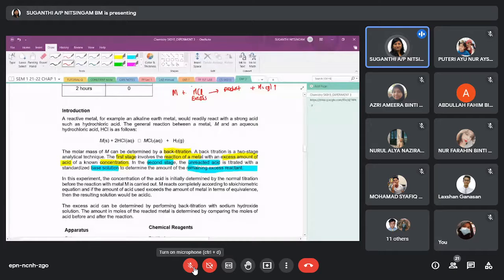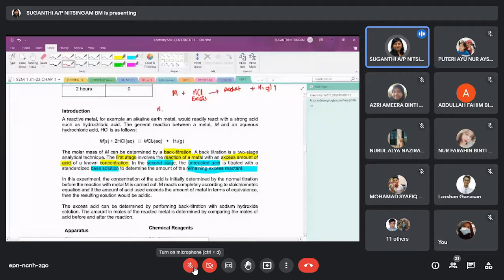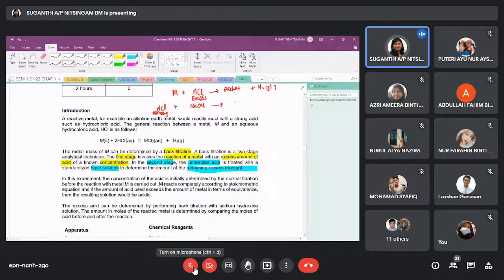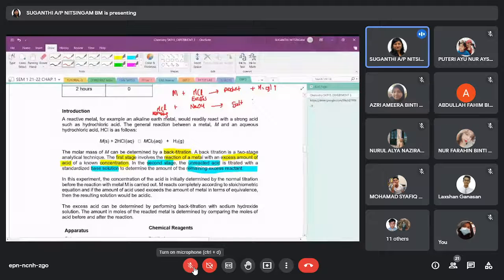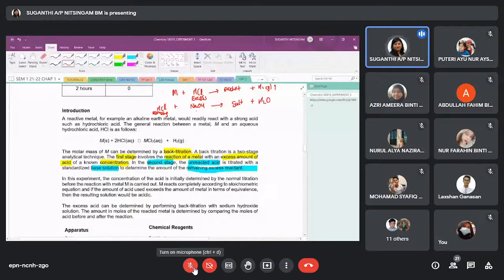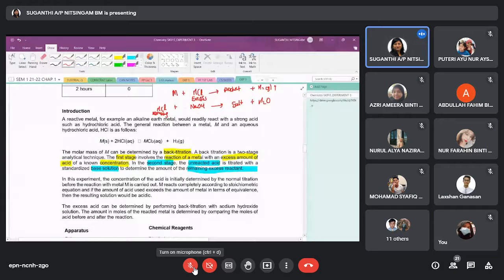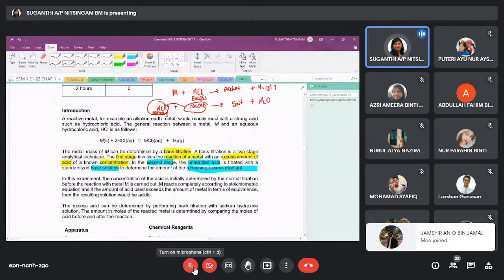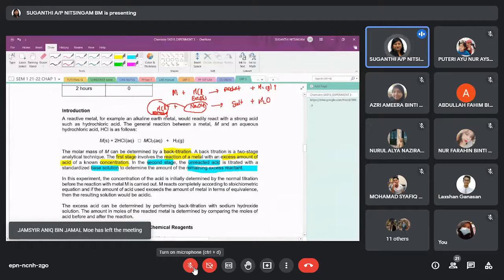So macam mana kita nak tentukan mol dia? We will see then. Here, HCl yang remaining, yang excess lah kan, akan bertindak balas pula dengan NaOH untuk dapatkan salt plus water. So melalui NaOH ni kita boleh dapatkan mole untuk acid ni, and then we can from here, so that's why we are going backwards. That's why we call it back titration. Ini adalah back titration. Kita ada dua step.